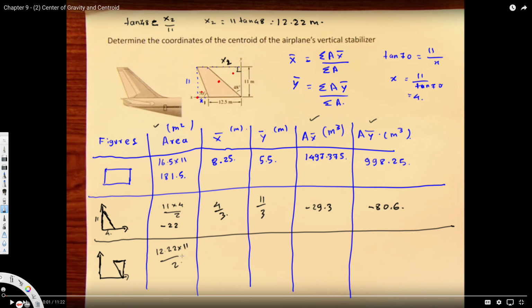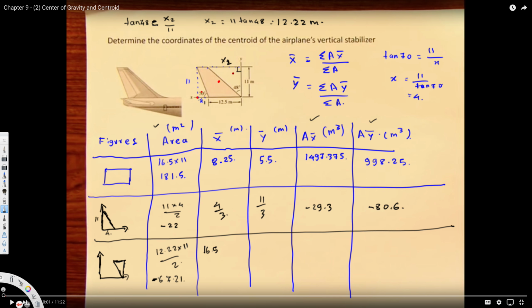That will give you the value of 67.21. Remember, we are going to subtract this value, so I put the negative sign right here to avoid mistake. So in this case, x bar is going to be the distance from this base to this one. So what I have to do is I simply take the 1/3 of this 12.22 and then subtract from this value. So if I do that, I will get the value of, so let's show it here. So it's going to be 16.45.